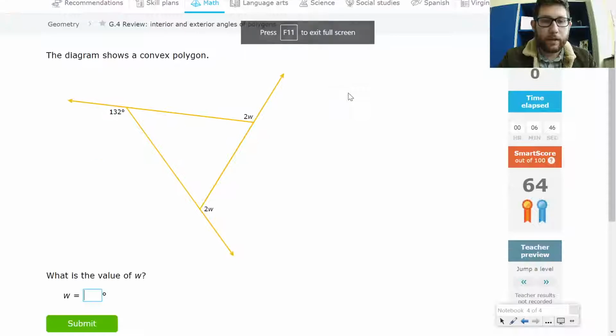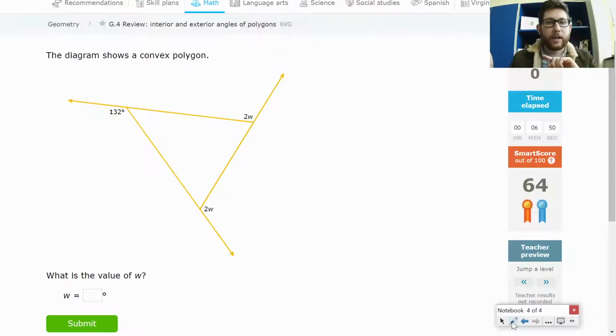So the first one is this one right here. Now, notice what's going on. I'm on the outside. It doesn't say it's regular, so I've got to use my sum.